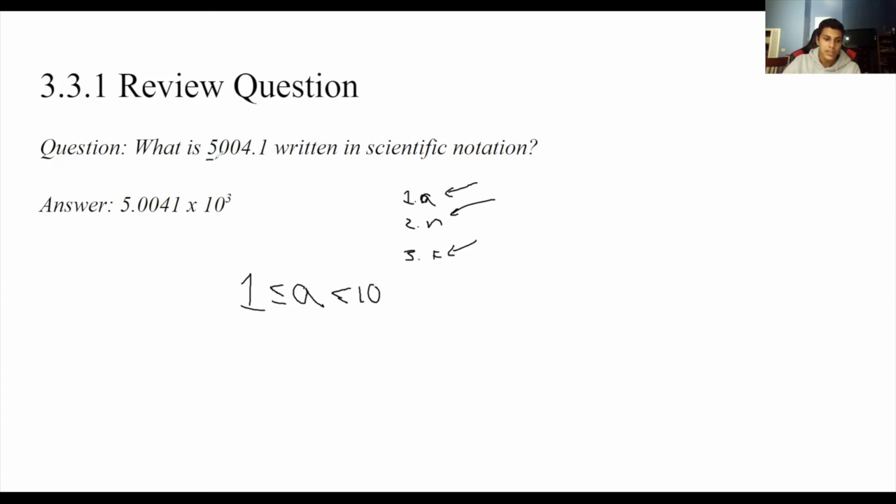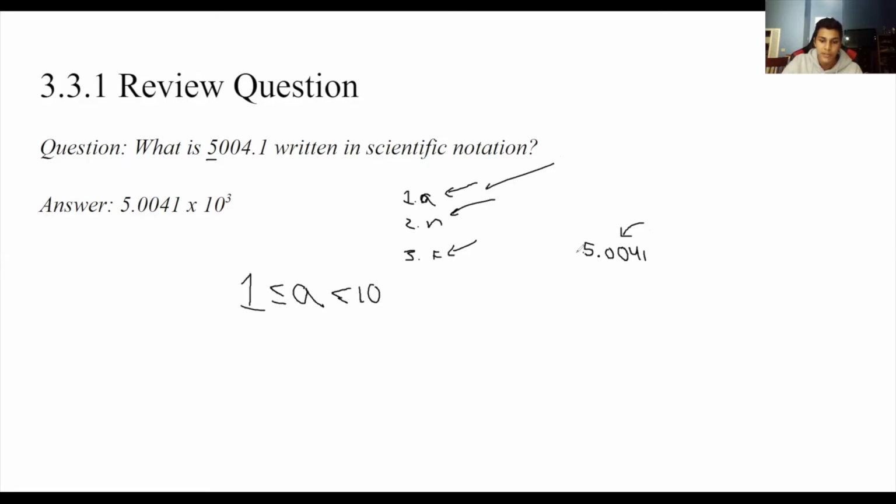Now, the first non-zero digit is a 5, which means that our value of a is going to start with 5. And since 5 is in between 1 and 10, then it's going to be 5.0041. Because now I have all the digits relative to each other the same, and all the digits are the same, except now my value of a is between 1 and 10. And remember, these zeros, since they're in between two other significant digits, I don't have to cross them off because they actually matter in this example. So my value of a is 5.0041, so I'll check that off.